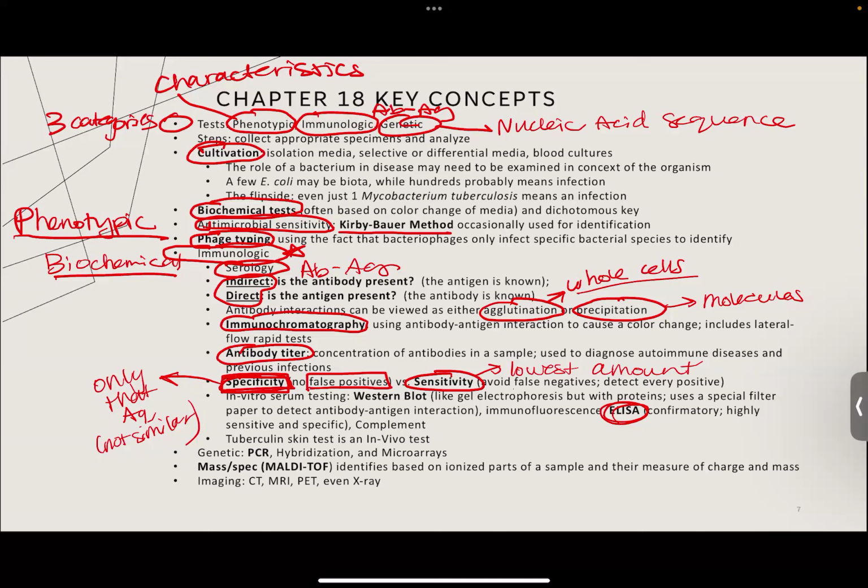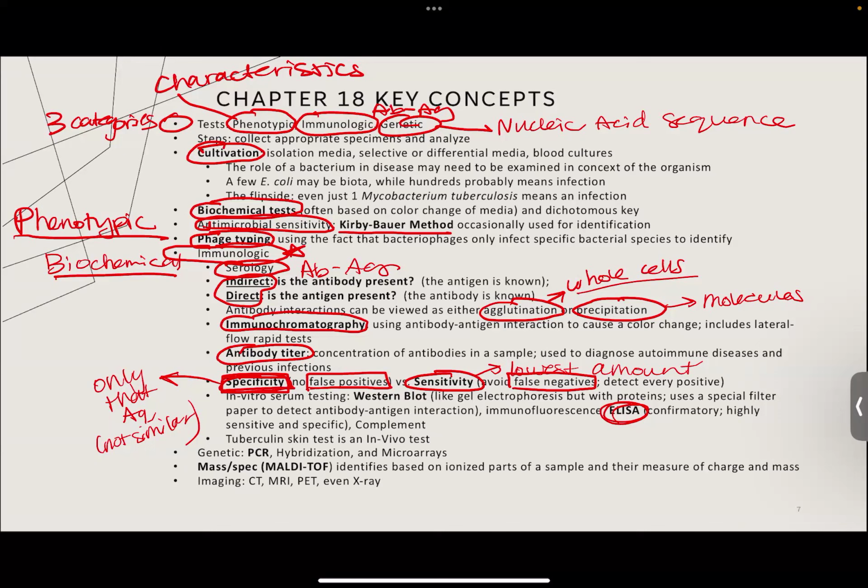Sensitivity. You don't want to call somebody negative if they're actually positive. When they do their home COVID test, the home COVID test is less sensitive than the PCR test, right? So the home COVID test might not pick it up if you have only a little virus on there. But the PCR will, because the PCR is more sensitive. So the more sensitive you are, the less of that antigen you need to be called positive. And then sensitivity will be a measure of that.